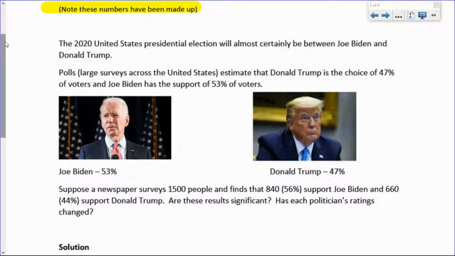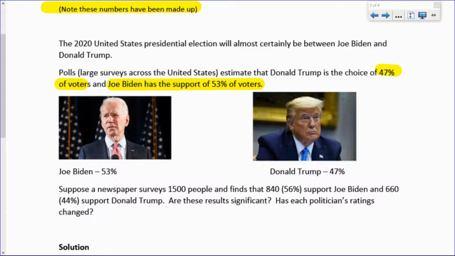So let's suppose that polls, which are just large surveys across the United States, estimate that Donald Trump is the choice of 47% of voters and Joe Biden has the support of 53% of voters. Now, this is unrealistic because those numbers would probably never add to 100, because there'd be undecided voters. But we want to keep things simple, so we're just going to assume that is true.